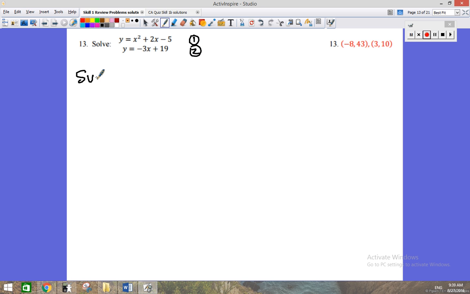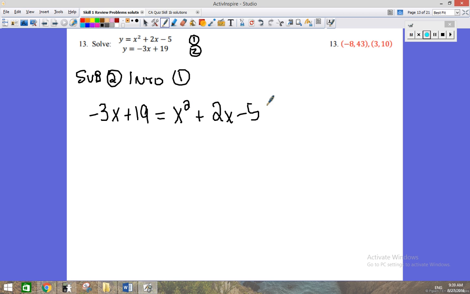We're going to sub equation 2 into equation 1. By that I mean everywhere we see a y in equation 1, we're going to replace it with negative 3x plus 19. So we've got negative 3x plus 19 is equal to x squared plus 2x minus 5.